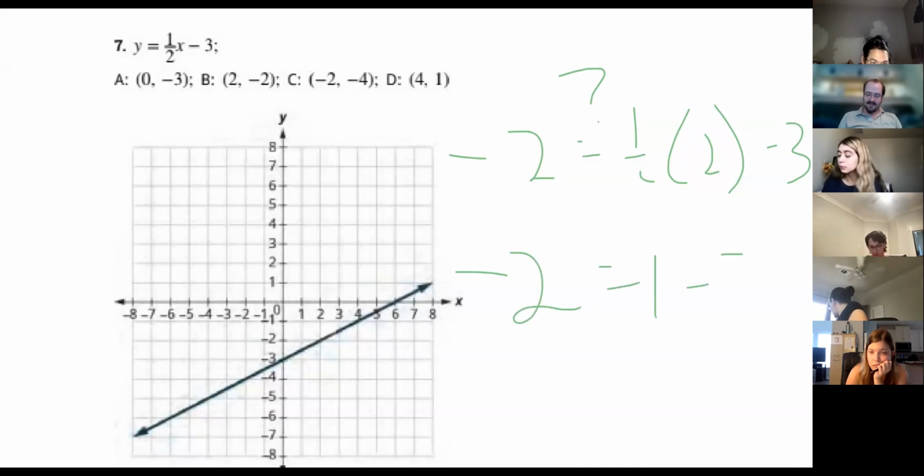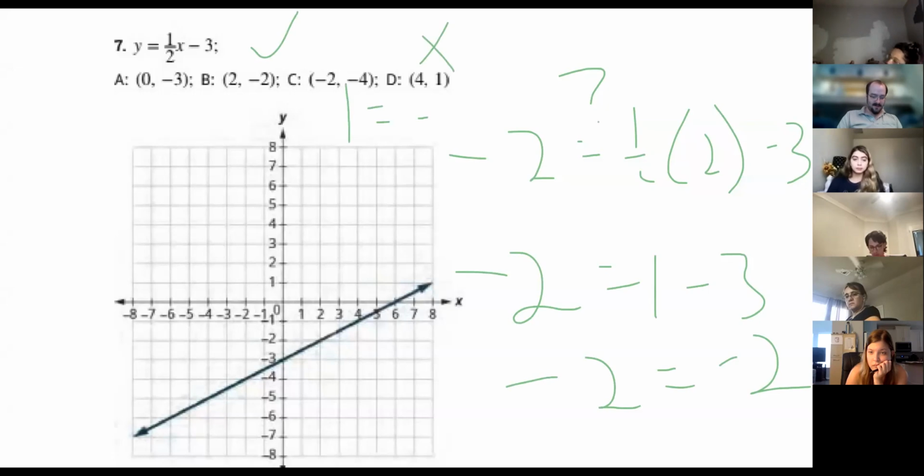And so when we solve this thing symbolically, we get a true statement. For this one, we get a true statement. For this one, we get a false statement. We get something like 1 equals -1. That is not true. But number B is 2, -2, and when we plug it in, we get a true statement, because it's on the line.